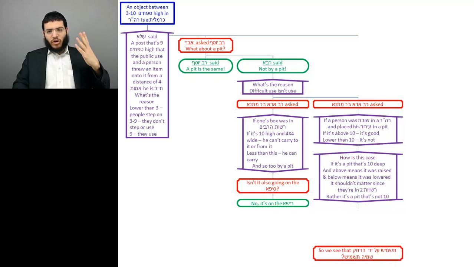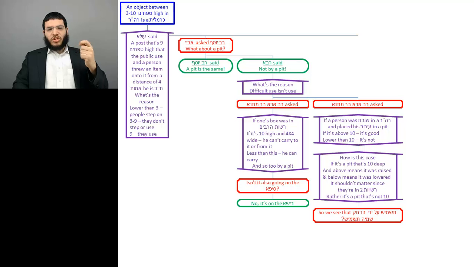Says the Gemara into its question. So we see that tashmish al yedei adchak shmei tashmish. When it says lower than 10 tefachim, it's a good eruv. Which pit is this? If it's 8 tefachim deep and 4 by 4 tefachim wide, so we have 8 tefachim in depth and 4 by 4 tefachim in width, it's a carmelis. He's not allowed to bring it to him.